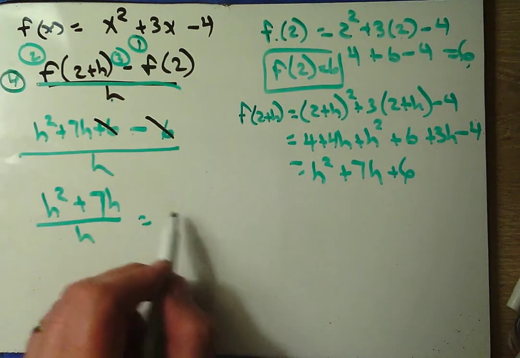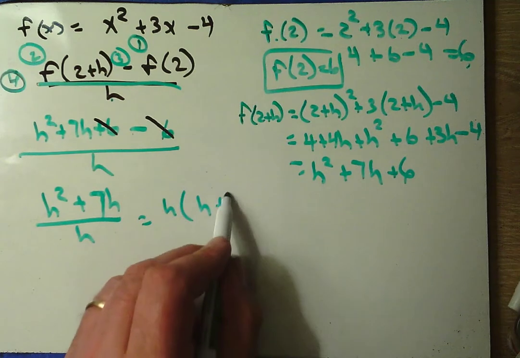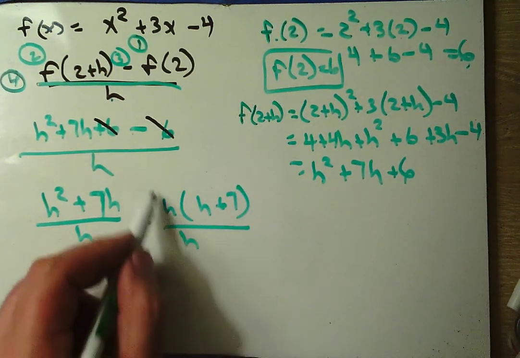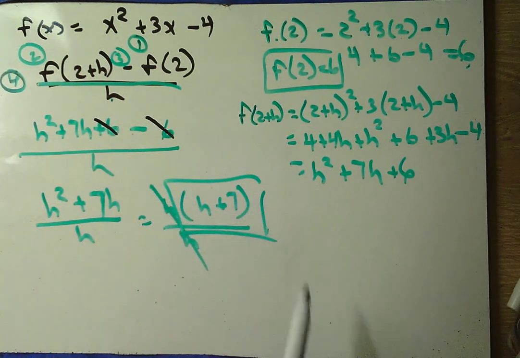So I'm going to factor an h out on top, h plus 7, and I'm going to cancel. There's the value of my difference quotient. Okay, that's problem number 5. Problem number 6. Let's take a look at problem number 6.